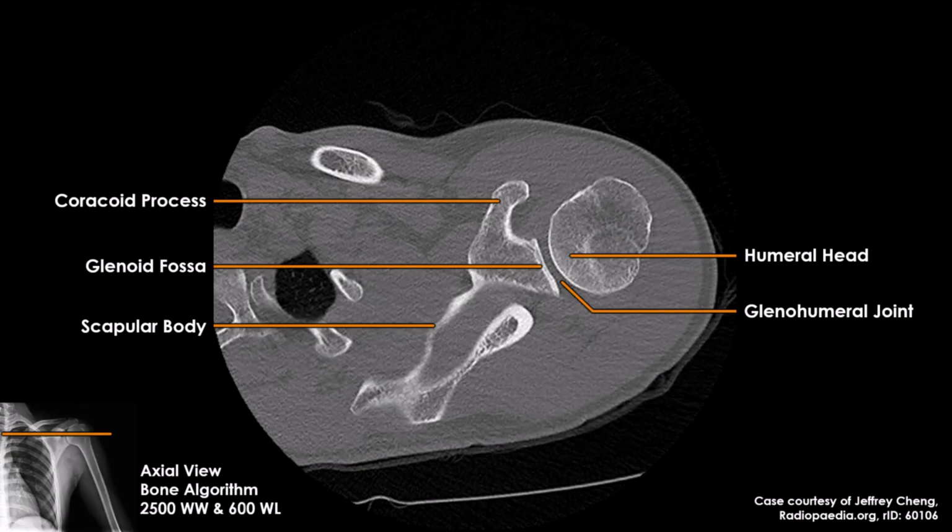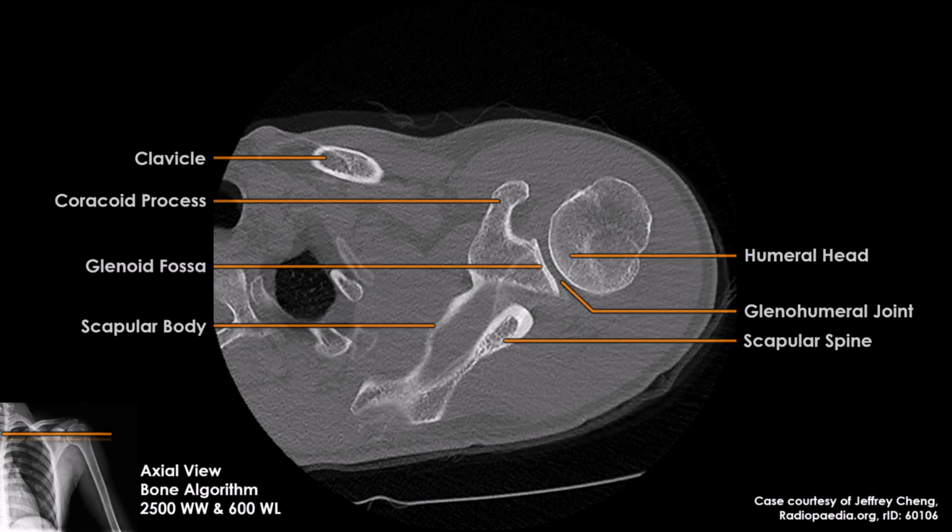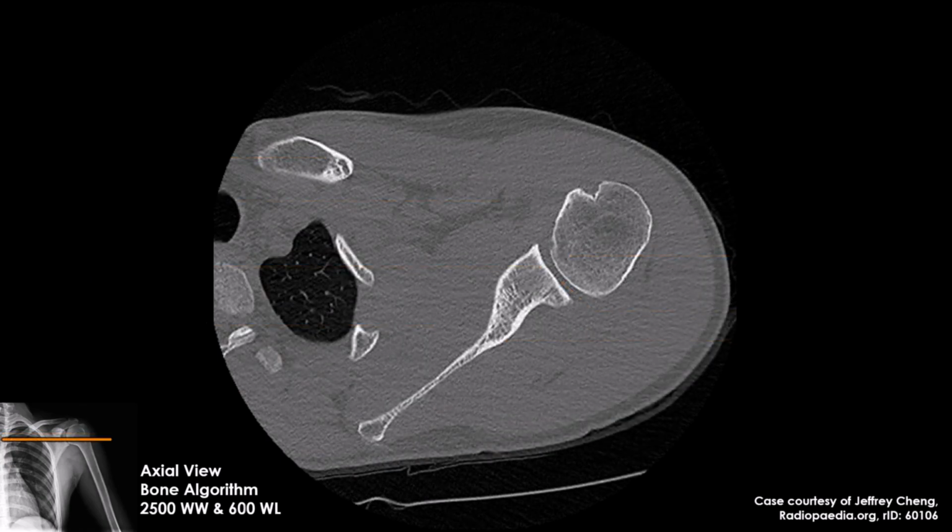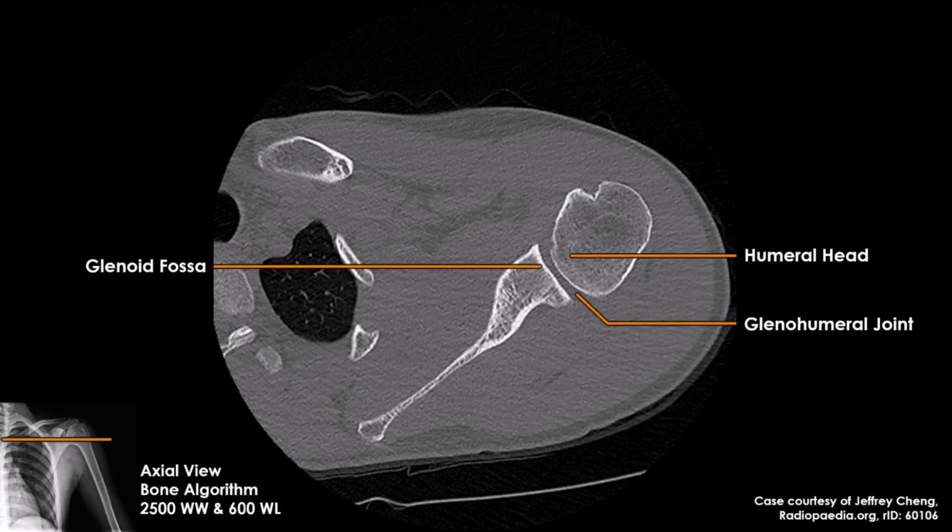This posterior projection of the scapula is called the scapular spine. The scapular spine divides the posterior surface into upper and lower halves. And remember, this is the bony feature of the scapula that extends laterally to form the acromion. Finally, notice that we can still see the clavicle. Moving inferiorly, we can see most of the same structures, especially the glenoid fossa of the scapula, where it articulates with the humeral head of the humerus at this joint called the glenohumeral joint.